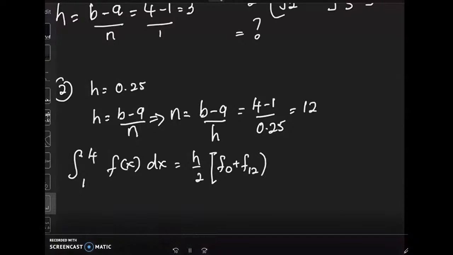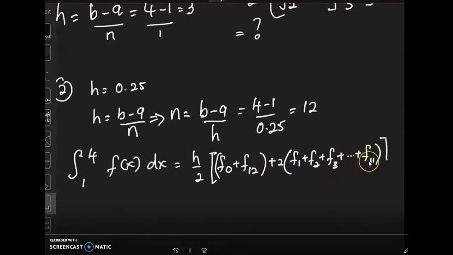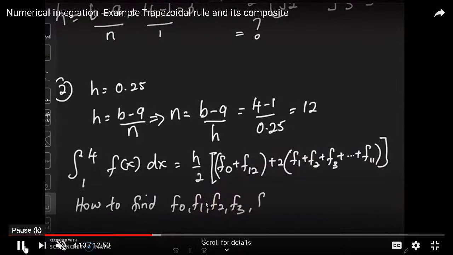One part, this one is considered part A, plus another part, 2 times (f1 plus f2 until f11). So you can see there are 2 parts, which means you need to draw 4 columns: i, xi, f0 plus f12, and then f1 plus f2 plus f3 up to f11. All right. So what is f? f is given in the question. Don't worry.